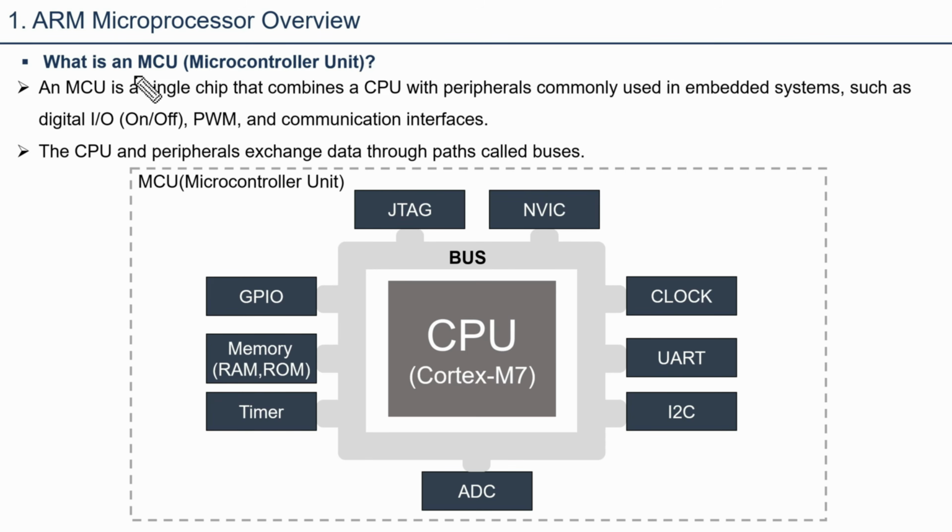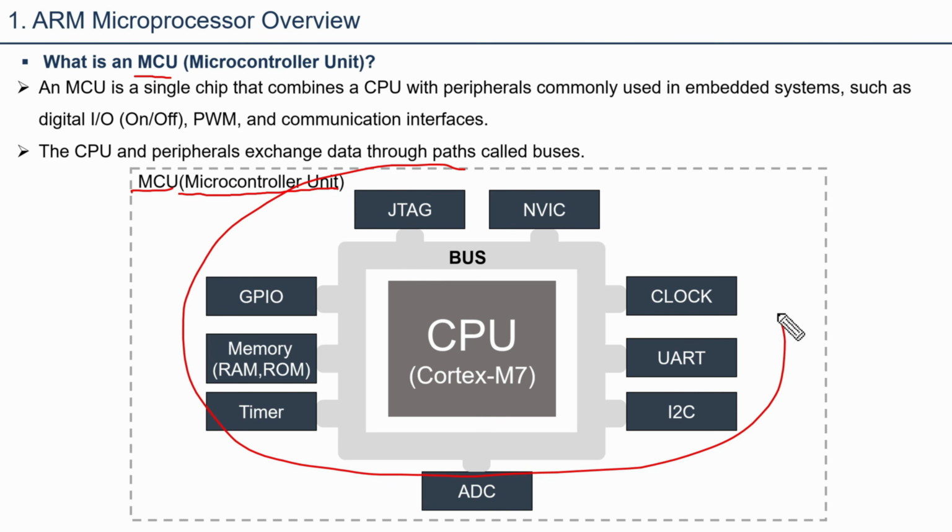Alright, from now on, we'll begin our study of MCU. First, let's clarify exactly what an MCU is. MCU is an acronym for Microcontroller Unit. It is a structure where CPU, memory, along with peripherals such as GPIO, timer, ADC, and UART communication are all integrated together within this single chip.